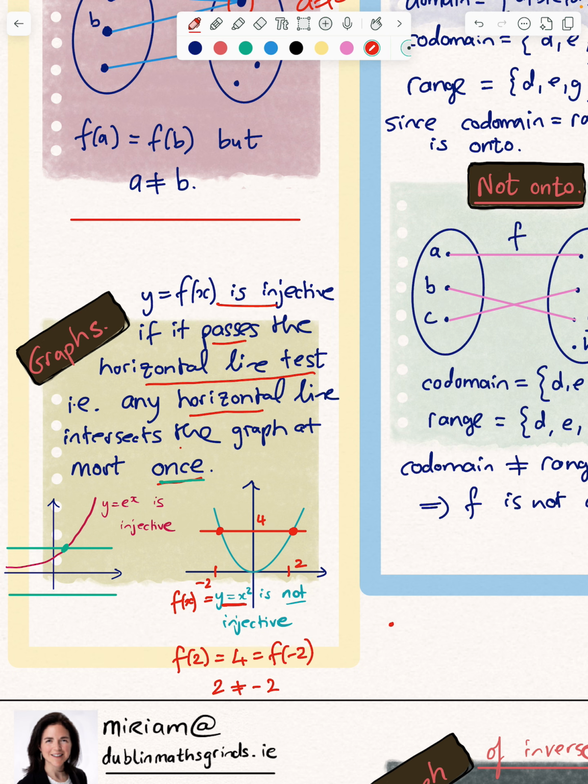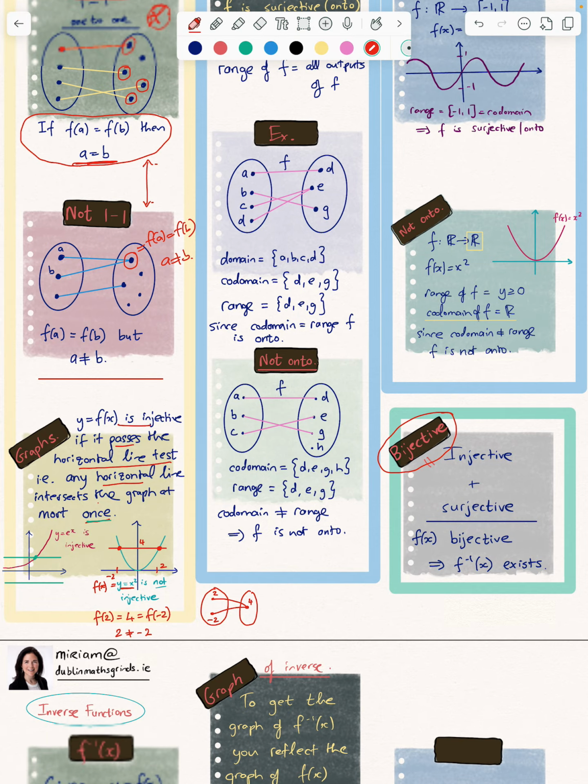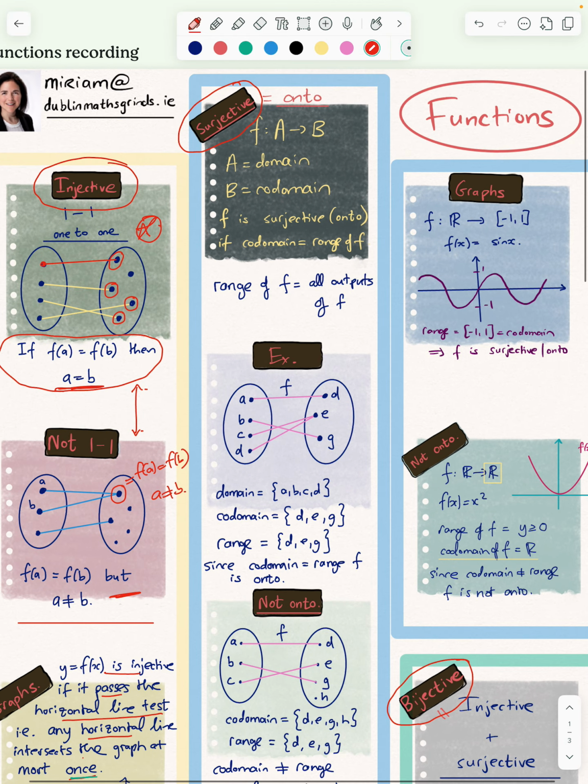So it's like in the previous bubble diagram, we have the value 2 in the domain, the value minus 2 in the domain, and they are both getting mapped to 4 over here in the range, and that can't happen for an injective function. Okay, so you have the definition, you have the bubble diagram, understanding it, and what it means for the graph of a function. Now, moving on to surjective.